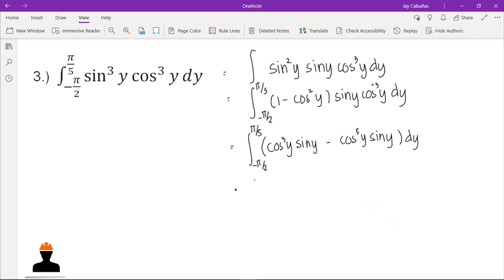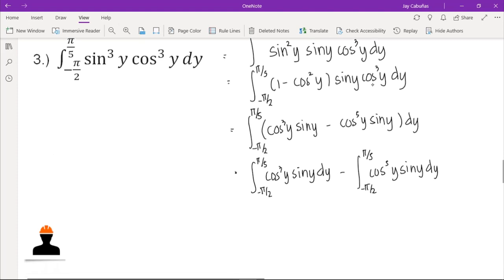That is, we could have the integration of cosine cubed y sine y dy, limit from negative pi over 2 to pi over 5, minus the integration of cosine to the 5th y sine y dy, with limit from negative pi over 2 to pi over 5. In this case, we can integrate them using the power rule.